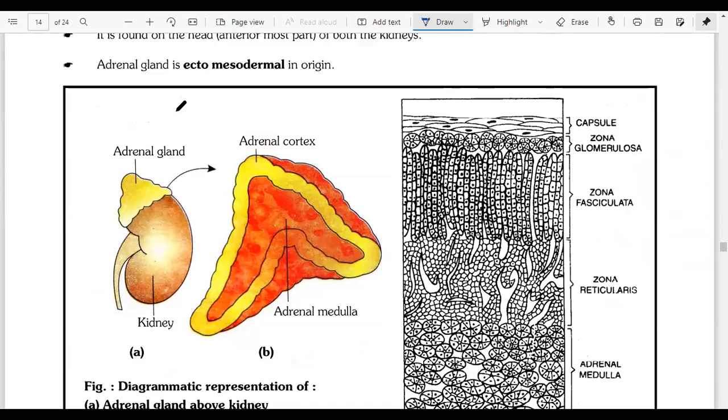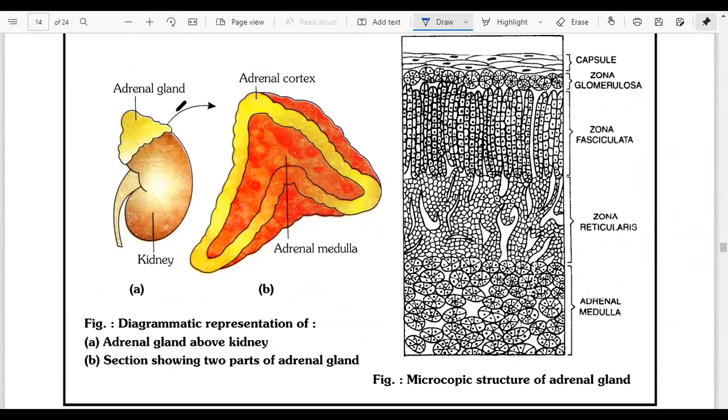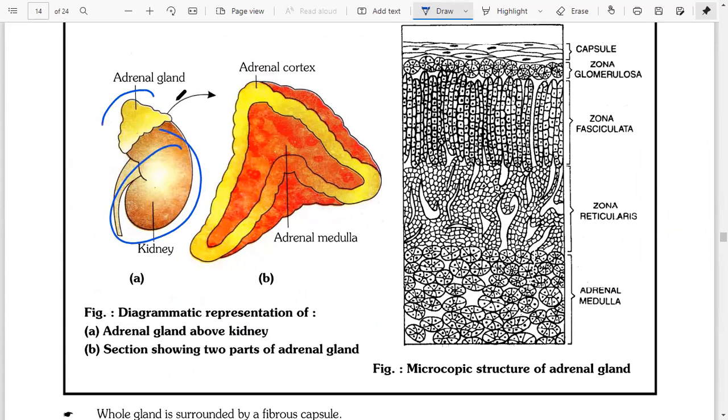But now this is the adrenal gland. Here is the kidney, and at the topmost of the kidney, the anterior part or the apex of the kidney, that is the adrenal gland. This is the adrenal cortex, and the inner part is the adrenal medulla. Basically, the adrenal gland is divided into three parts.